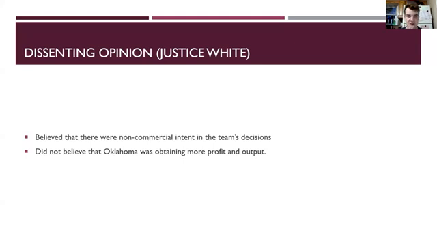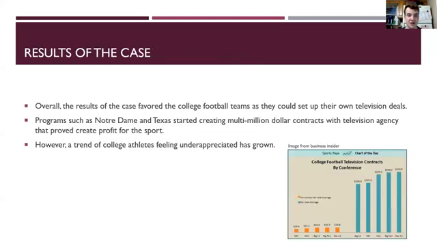The only dissenting opinion was that of Justice White, who believed that there was non-commercial intent in the teams' decisions, and did not believe that Oklahoma was obtaining more profit and output in general. And obviously, as a long-term result, we can see that he was wrong because college football teams have set up their own television deals, and programs such as Notre Dame and Texas started creating multi-million-dollar contracts with television agencies. Notre Dame has a big contract with NBC to broadcast all their games, and the University of Texas has the Longhorn Network on ESPN, both of which help draw a ton of revenue for the schools.